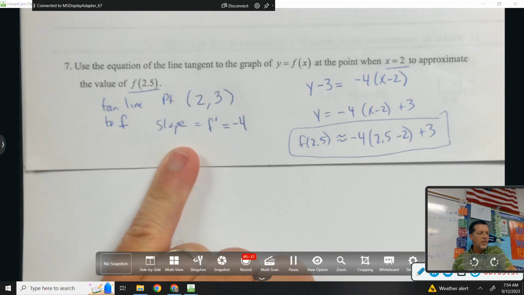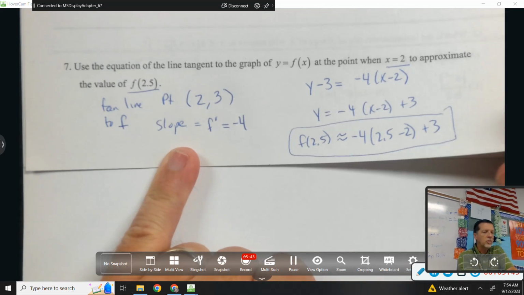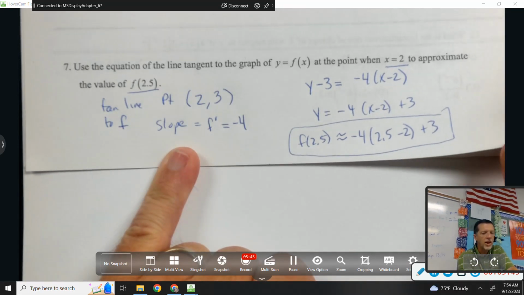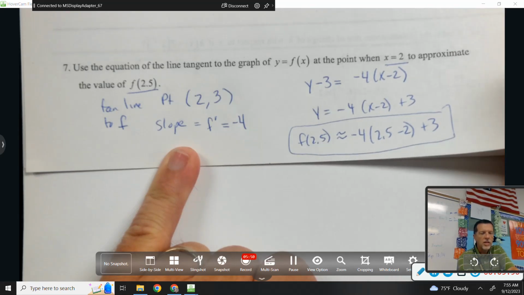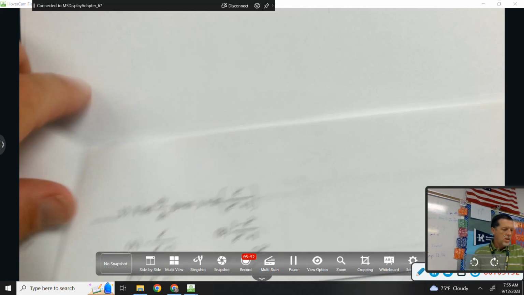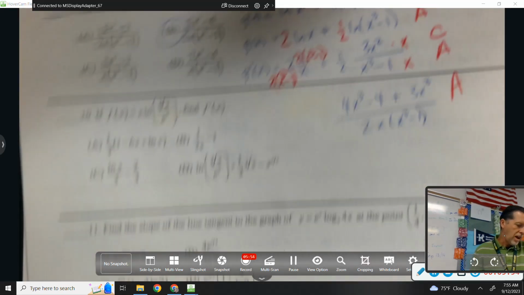So lots of steps in number 7, and lots of reading and understanding what they're asking. The process wasn't really that hard, but understanding what they were asking might have been the trick. All right, number 10. Someone asked about number 10 earlier.